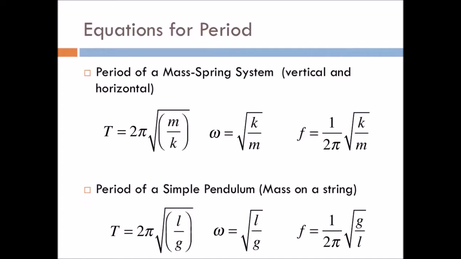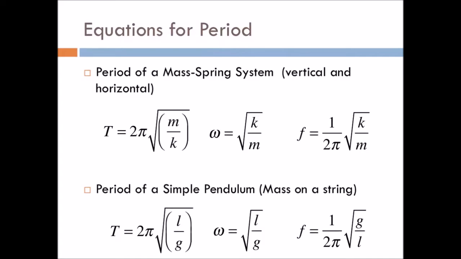We have two equations that we saw last year. We have the period of a mass spring system, and this is either a vertical or horizontal mass spring system, where m is equal to mass, k is our spring constant, and capital T is period, omega is still angular frequency, and f is regular frequency.